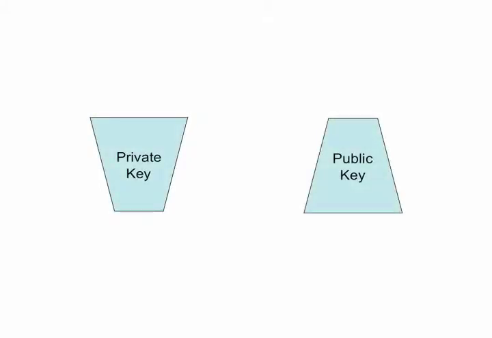SSH uses public key cryptography to authenticate the user at the remote machine. The process begins with the creation of two really large numbers. Think really big, lots of digits. One of these numbers is called the private key, the other is called the public key. You only need to create these keys once.